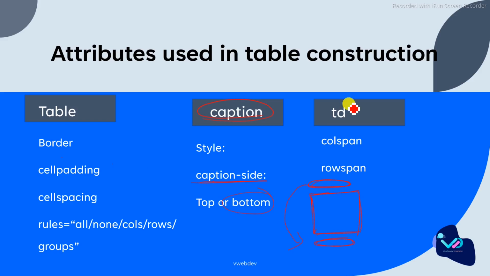Now coming to TD, that is the table data cell, it has two properties mainly discussed, that is colspan and rowspan. First of all, the colspan.